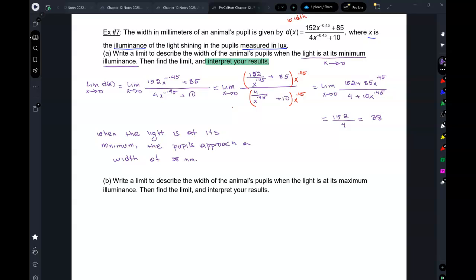The amount of light, the width of the pupil, you have proper units, and this is a limit. So it doesn't equal 38, it's approaching 38. That's important, okay? It may be exactly 38, or it may be 37.9, or it could be 38.1. We don't know. So that's important. You could also say it grows to 38 or it decreases to 38. That's up to you.